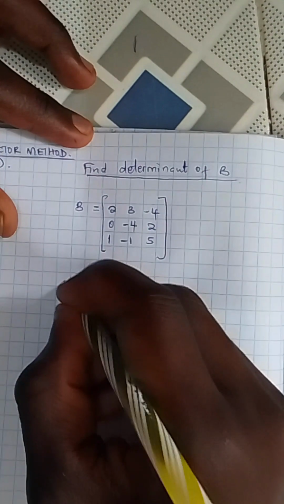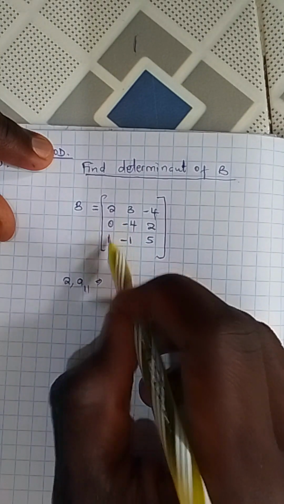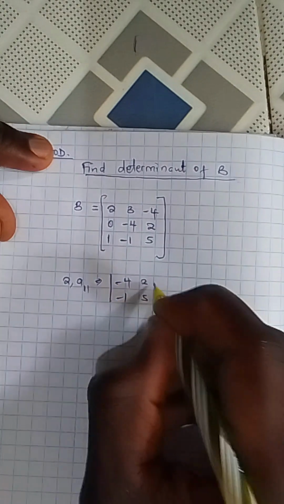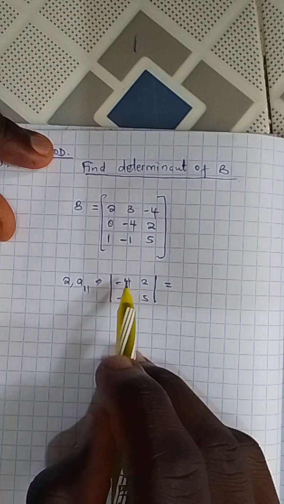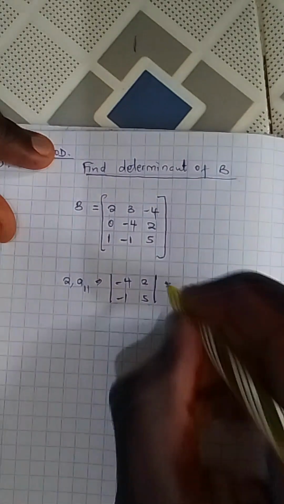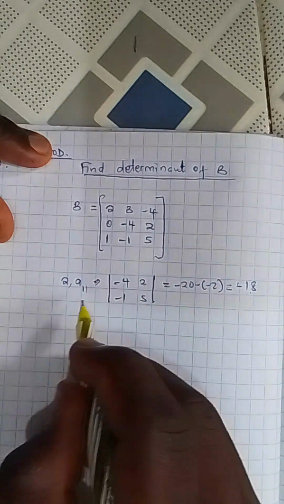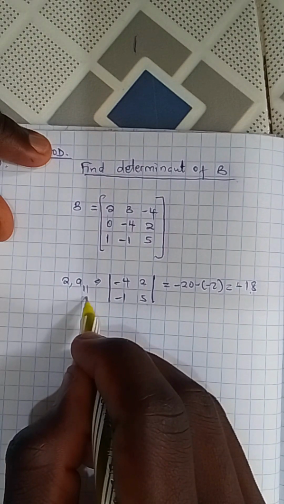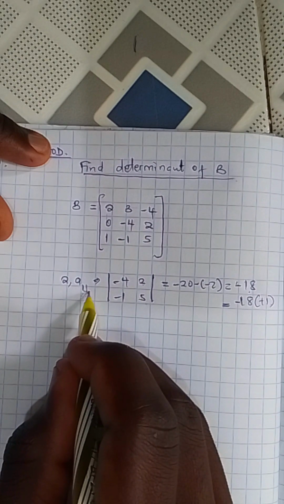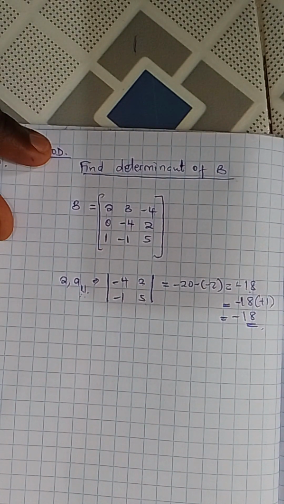So let's say 2. Note 2 can be designated as A1,1, belongs to first row, first column. We delete the row and the column which 2 belongs, so that we remain with negative 4, 2, negative 1, 5. So computing the minor of this, we are going to get negative 20 minus 2, and we get negative 18. So that is the minor. Then because 2 belongs to the first row, first column, we multiply it by positive 1, because the row plus the column gives us an even number. So we'll have our cofactor for 2 as negative 18.